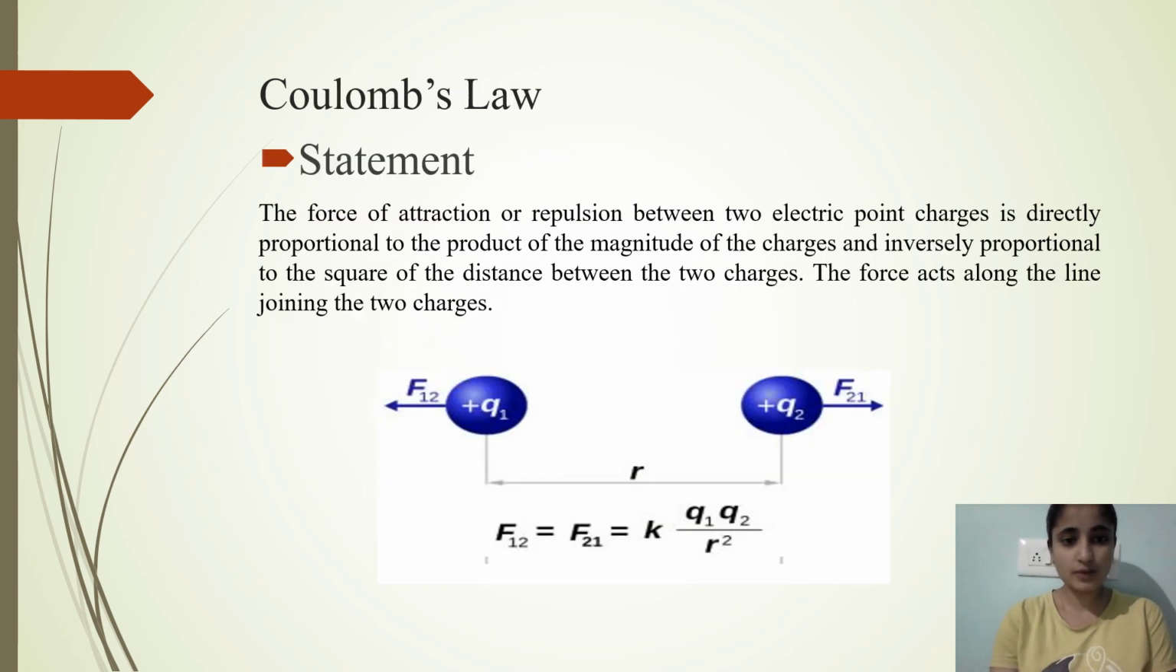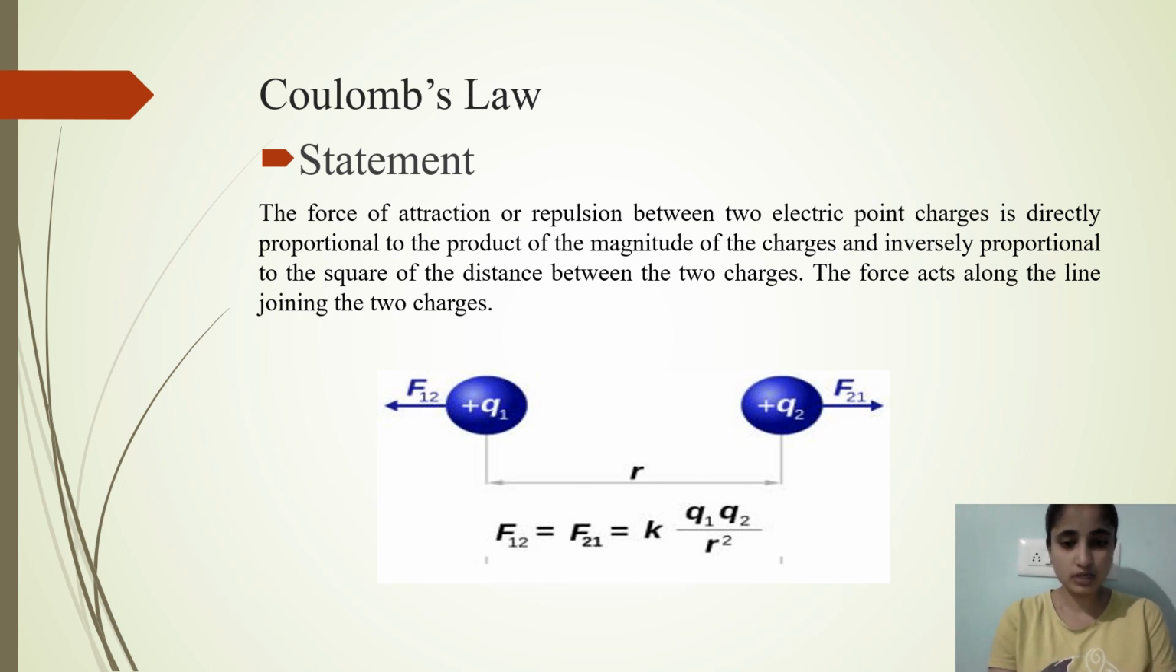It states that the force of attraction or repulsion between two electric point charges is directly proportional to the product of the magnitude of the charges and inversely proportional to the square of the distance between the two charges. The force acts along the line joining the two charges.